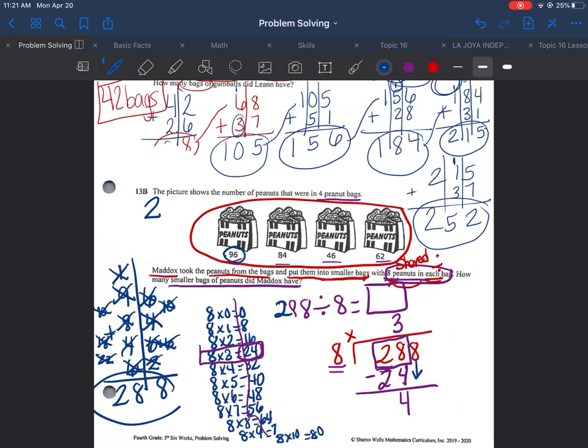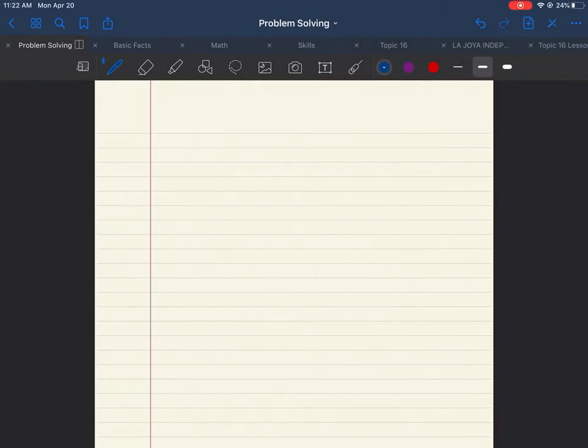That is going to be 4. And we're going to bring down the last digit, which will be an 8. Now I have 48. 8 times what gives me 48? I look for the 48, so it's right here. That would be 6. 8 times 6 equals 48. 48 minus 48 equals 0. Do I have anything else to bring down? No. Did I have a remainder? No. So my answer is going to be 36 small bags.